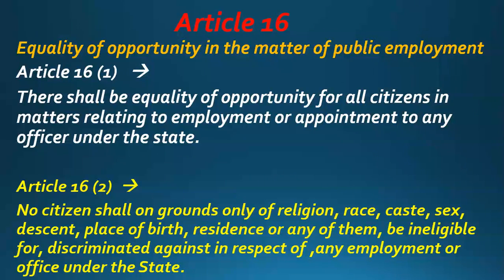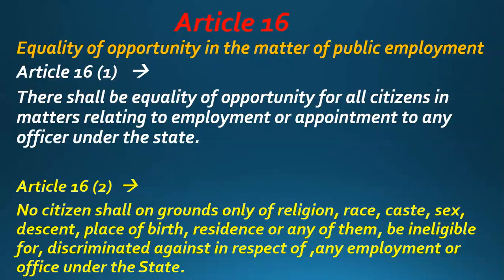Now what is Article 16 Clause 2? Article 16 Clause 2 is a more specific version of Article 16 Clause 1. It defines it more specifically. What Article 16 Clause 2 says is that no citizen shall, on grounds only of religion, race, caste, sex, descent, place of birth, residence, or any of them, be ineligible for, or discriminated against in respect of, any employment or office under the state.